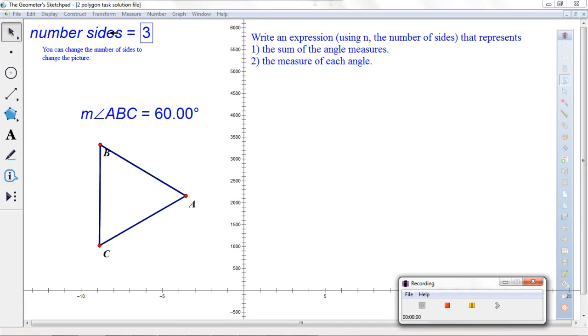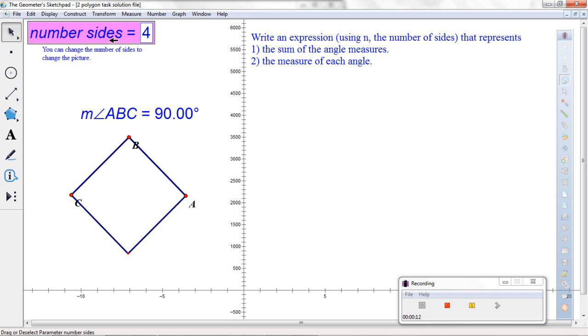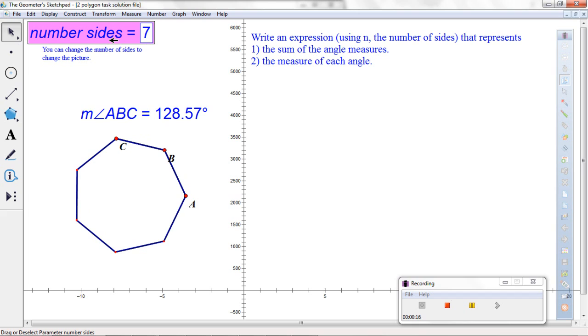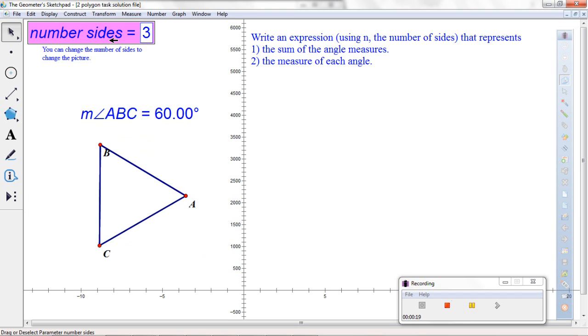So the point of this task is to use the dynamic capabilities of the program to, first of all, visualize what it looks like for a regular polygon to change as the number of sides changes. So there's 4 sides, 5, 6, 7, and you can do this a lot more easily using the software.